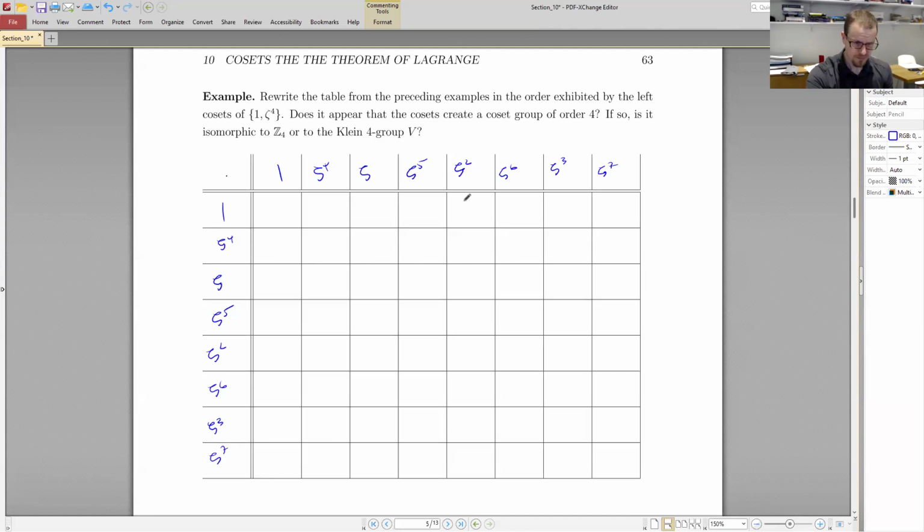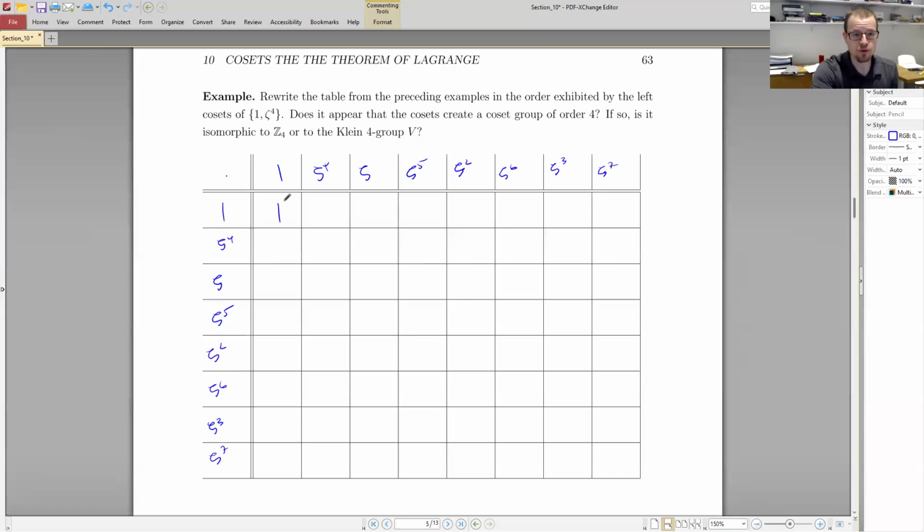Excellent. So we have our elements written out. And now all I want to do is rewrite the multiplication table based on this particular arrangement of the elements. Of course, this is a bit tedious and maybe a little bit annoying, but it's not the worst thing ever. We'll start filling it out and it's actually completed on the next page.